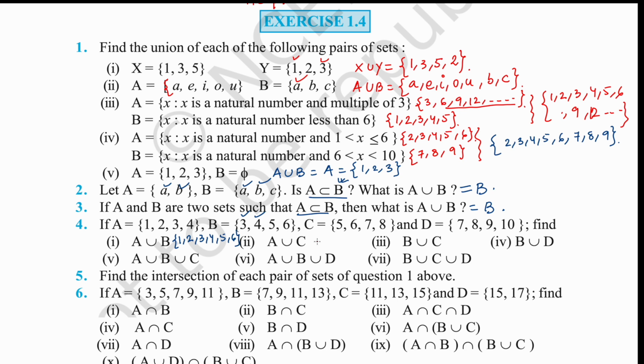Let's talk about A union C. A union C, combination of these two. So you'll have all the elements of A, that means 1, 2, 3, and 4, and all the elements of C, so 5, 6, 7, and 8, right? Similarly, I think you'll be able to find B union C, B union D, A union B union C, A union B union D, B union C union D, and so on.